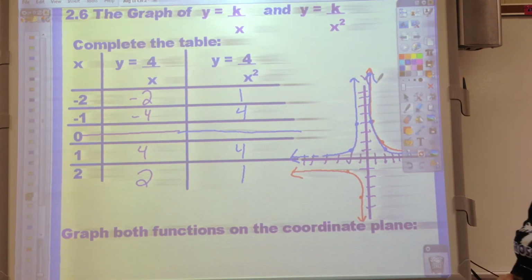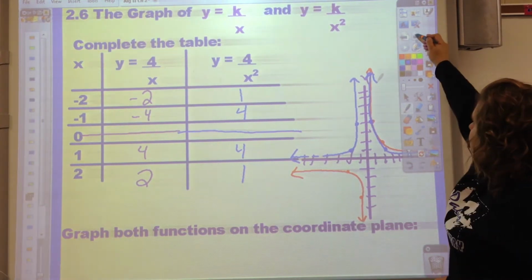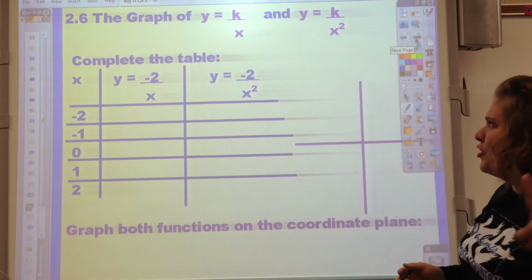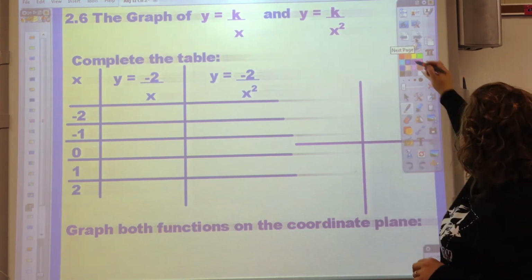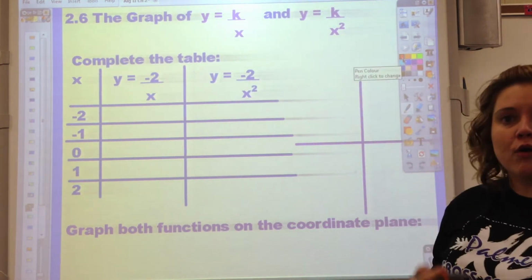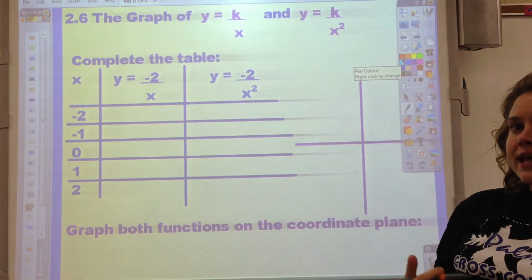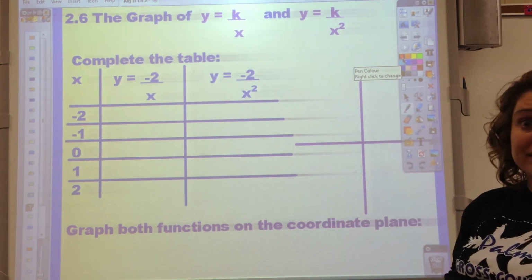Notice the difference: which quadrants you ended up with when you graphed with x, and which quadrants you ended up with when you graphed x squared. I'd like you to think about why that happens. All right, let's try 2 more. How about with negatives? Make some kind of conjecture about which quadrants you think I'm going to end up in based on what happened last time.